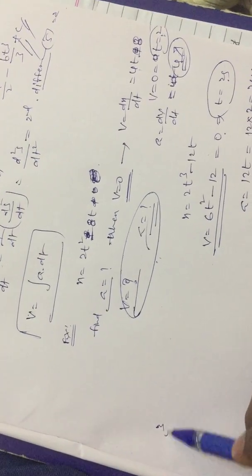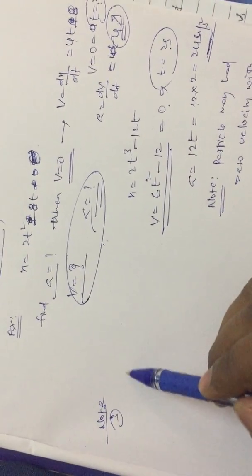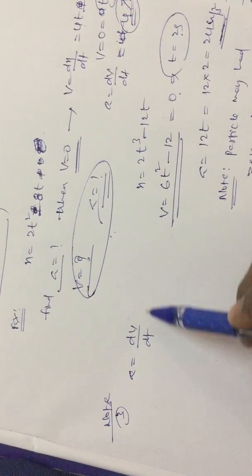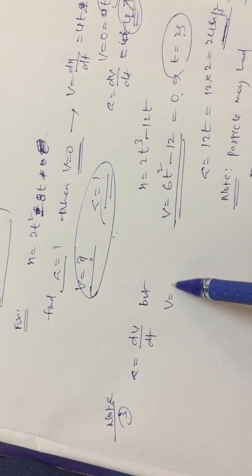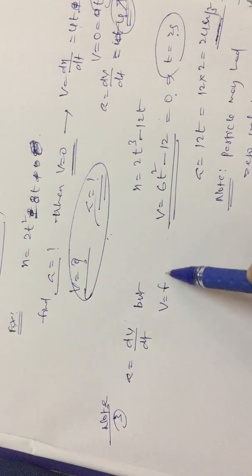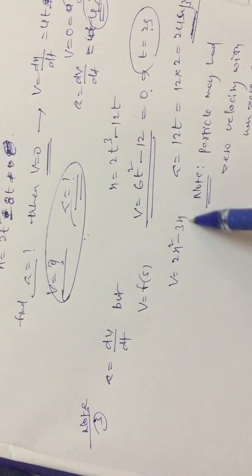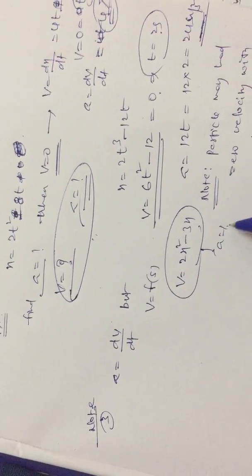And here is one more important point. For suppose we have the equation a equals dv by dt, but they give the velocity as a function of displacement, like v equals 2x square minus 3x. Then they will ask us to find the acceleration in this case.